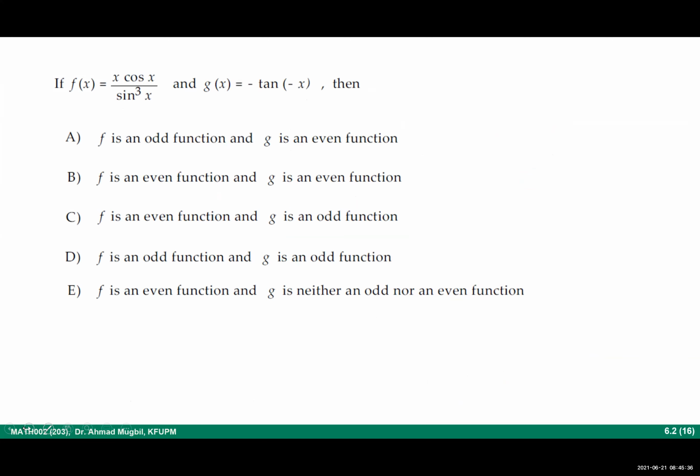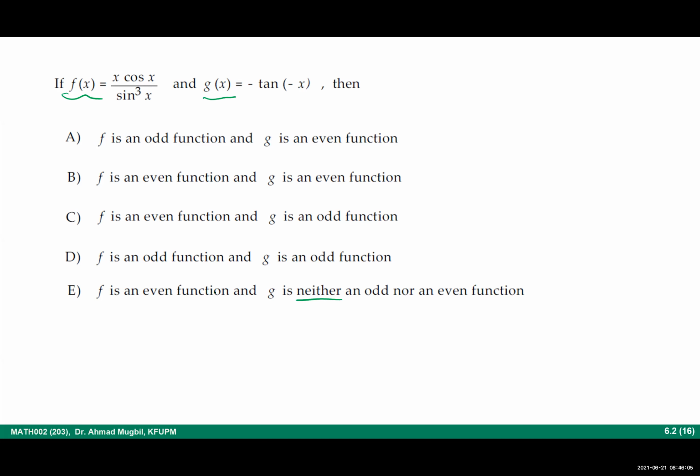Now, this question, Shabab, it is an old exam question. If this is f of x, and this is g of x, which one of these is true? F is odd, G is even. F is even, G is even. F is even, G is odd. Both odd. F even and G is neither. What do you think? How to do that?